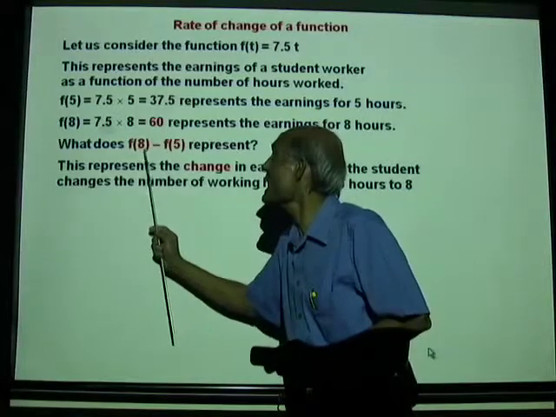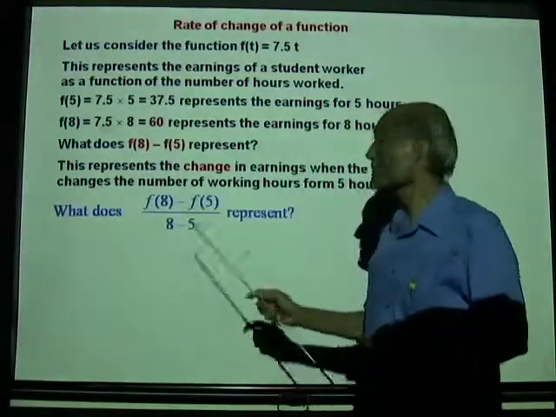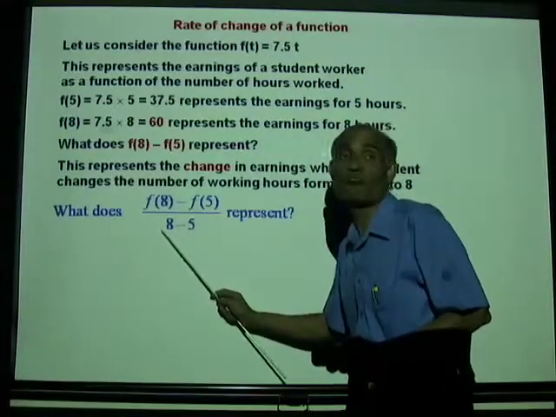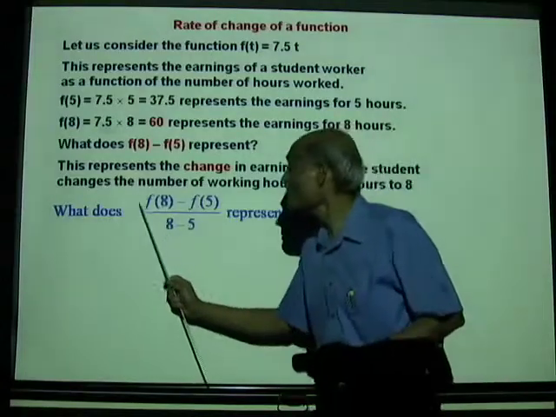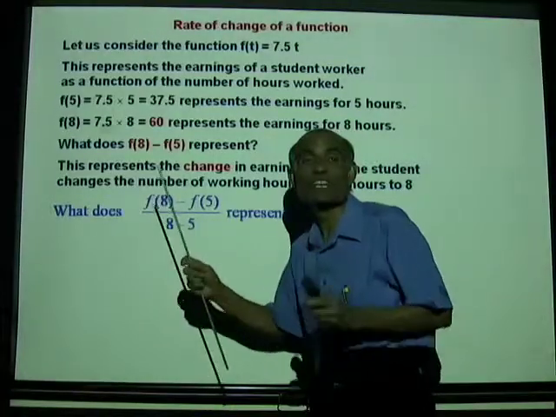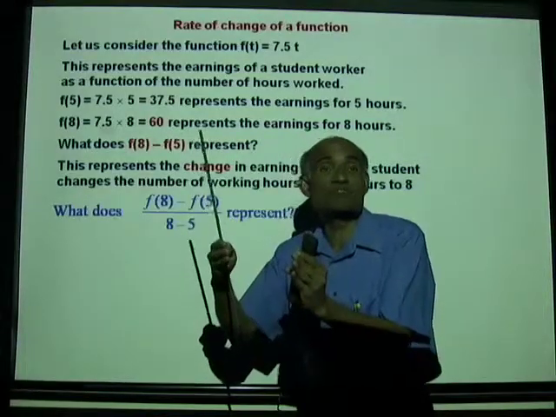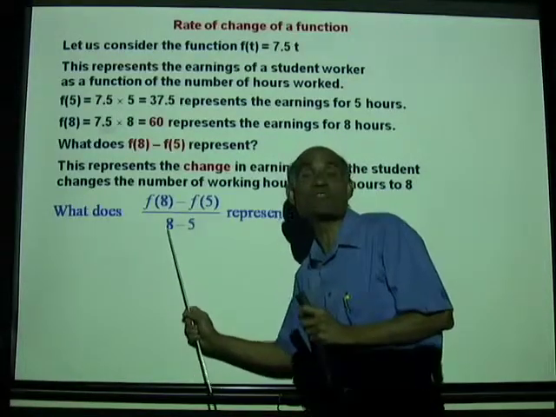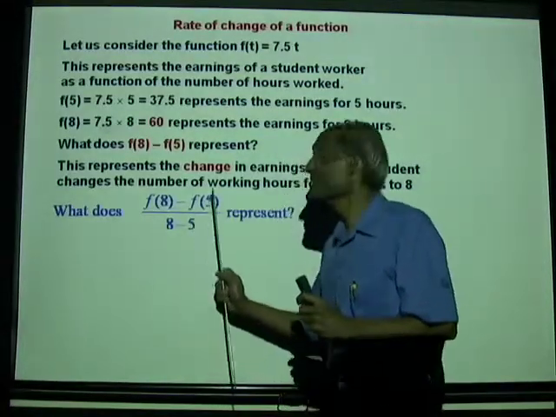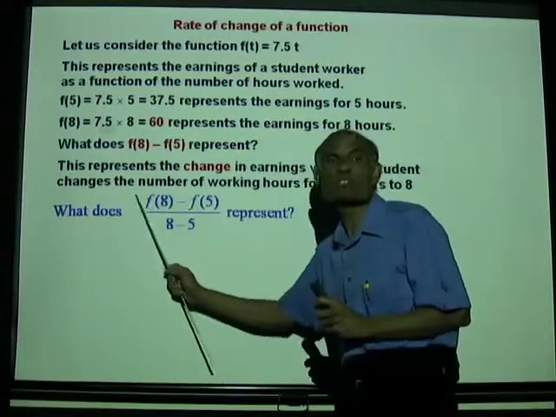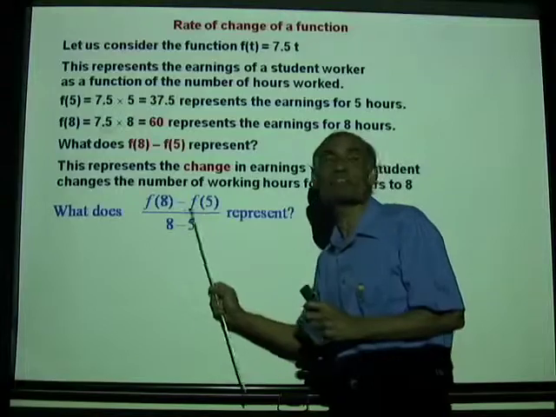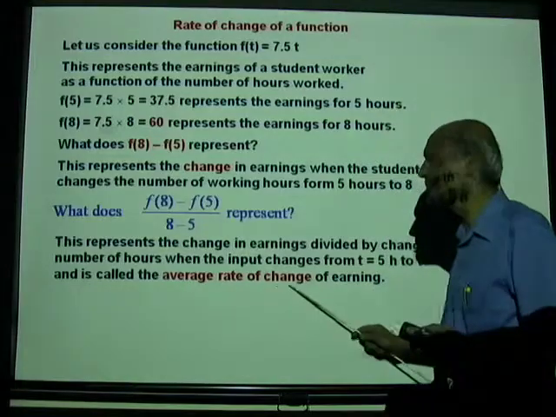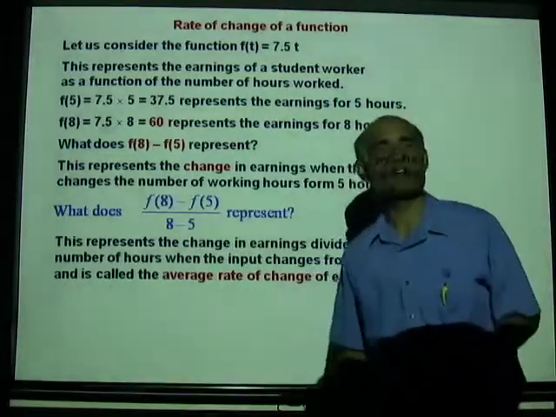The change in the output, when the input changes by how much? The input changed by 8 minus 5. So, what does this represent? F of 8 minus f of 5 divided by 8 minus 5. F of 8 minus f of 5 represents the change in the amount of money the student earns when he works for 3 more hours. The change in the input is 8 minus 5. So what this represents is the change in the output divided by the change in the input. And this quantity is called the average rate of change of that function.